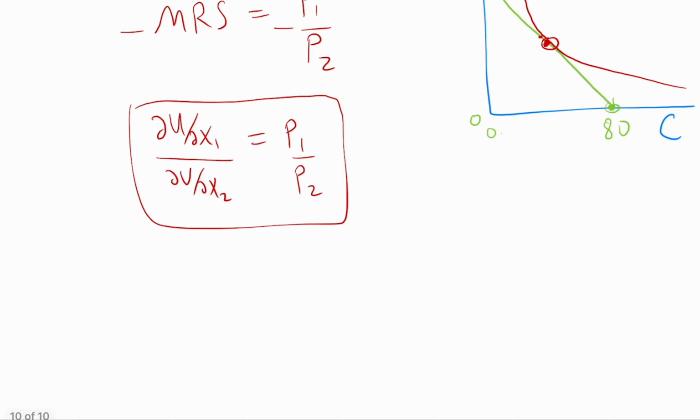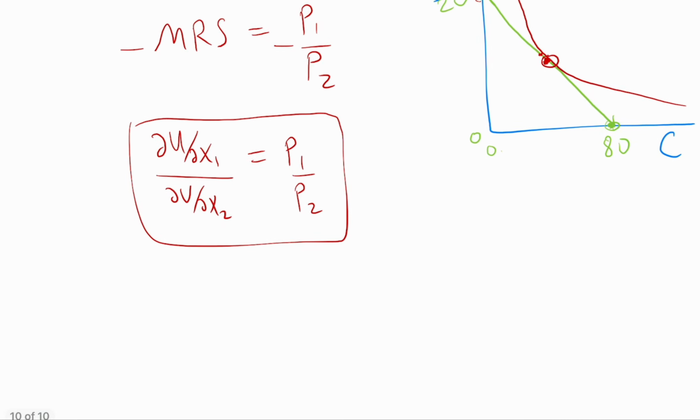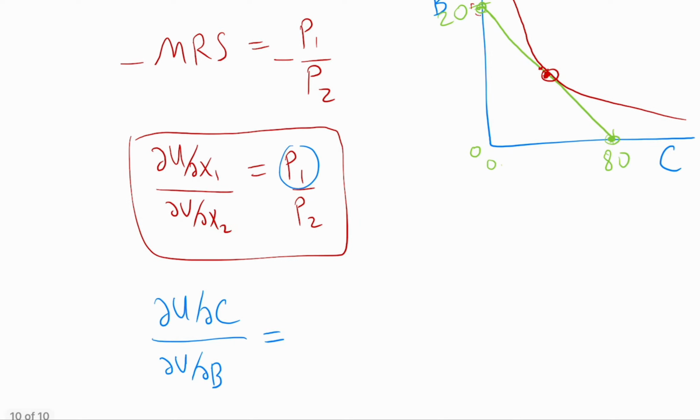So first, putting it in context for us, we're looking now for the derivative of the utility with respect to good x, which is c, over the derivative of utility with respect to the y-axis good, b. That needs to equal the price of the x-axis good, which is c, which is 5. Price of coffee was 5, over the price of the y-axis good, books, which is 20.